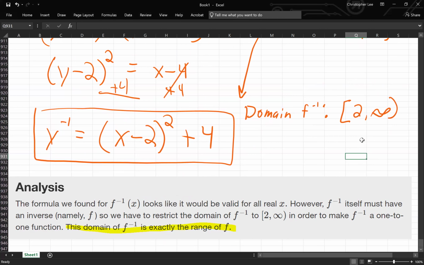So the formula we found for f inverse of x looks like it would be valid for all real numbers of x. However, f inverse itself must have an inverse, namely f. So we have to restrict the domain of f inverse to 2 to infinity in order to make f inverse a one-to-one function, right? So the domain of f inverse is exactly the range of f. I don't know why I said that.